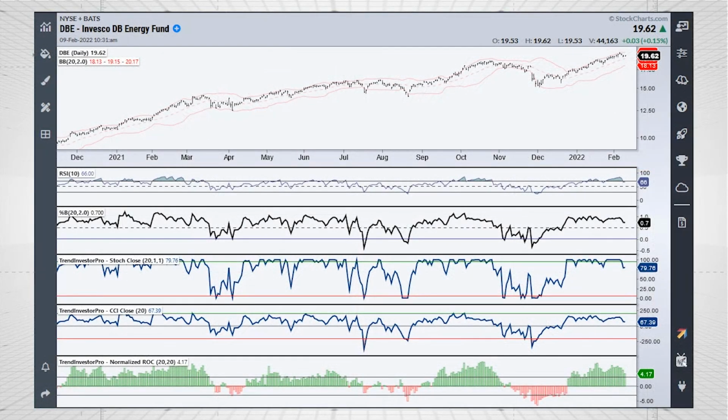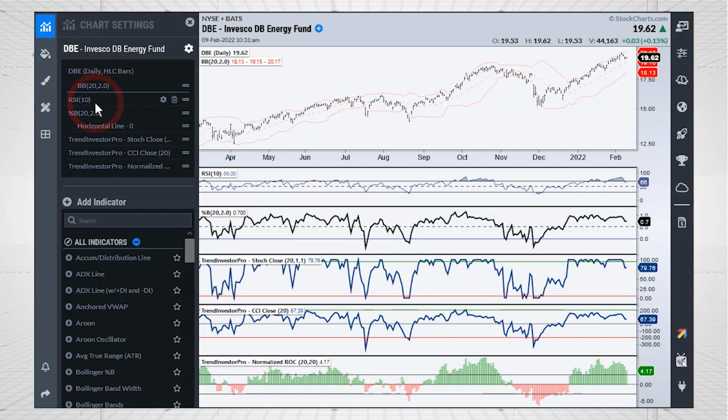So here I am on StochCharts ACP, and I've got the 5 indicators that make up the Momentum Composite. If I go over to the top left and open up the chart settings, there you can see these 5 indicators. Now, 2 are duplicates, Bollinger Bands and %B. I use %B to identify that oversold signal in Bollinger Bands when you dip below the lower band.